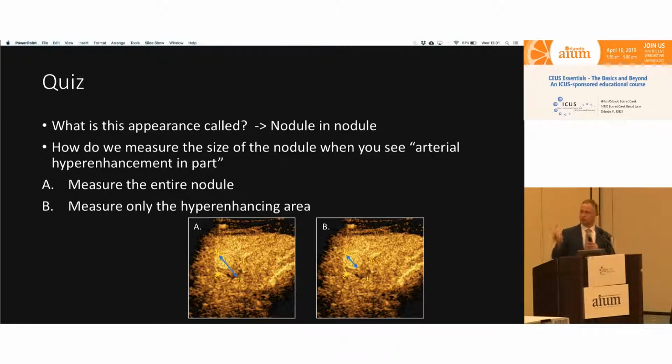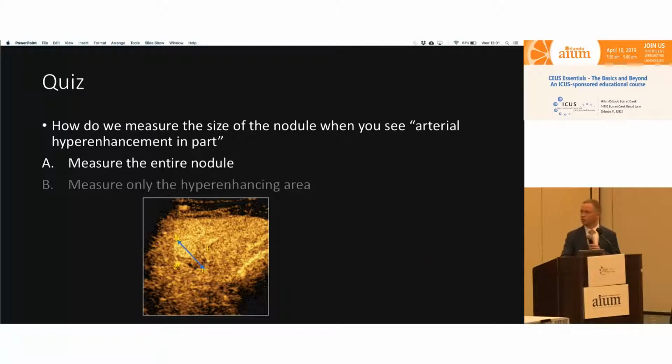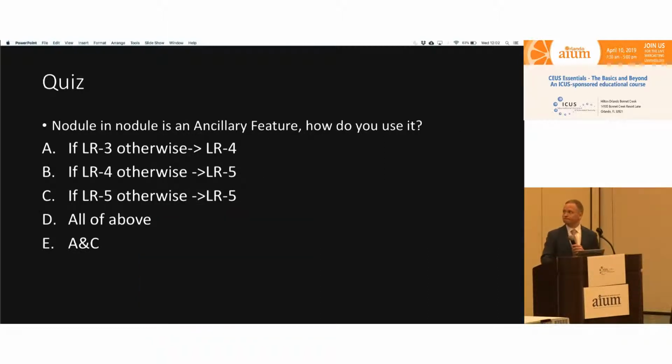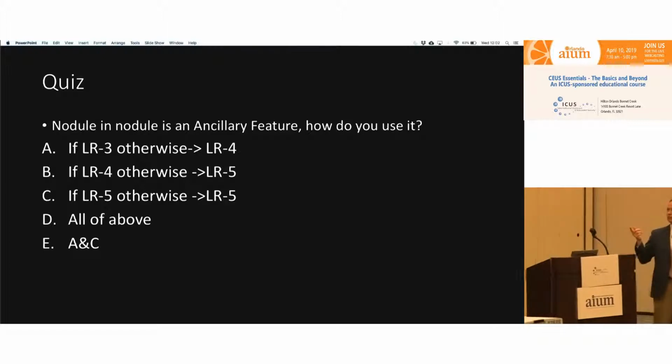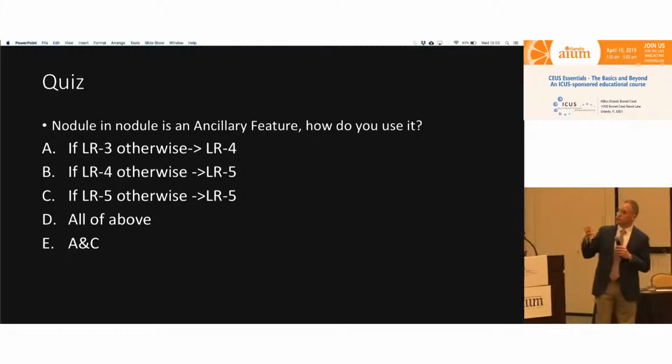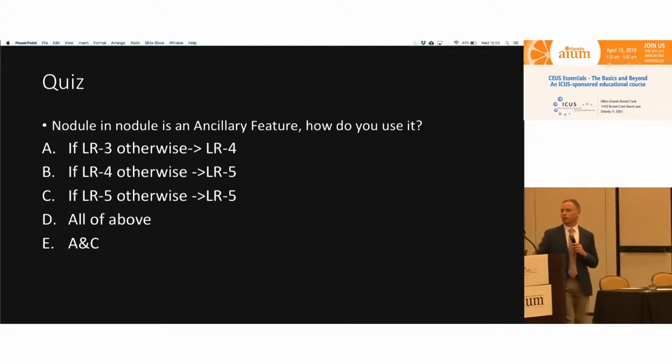Question is, how do we measure? Do you measure just the hyperenhancing portion of the tumor, or do you measure the whole thing? And I think most of us will measure the entire nodule because you can use this larger diameter for your characterization. Nodule-in-nodule is an ancillary feature. How do you use it? Can you upgrade LI-RADS 3 to LI-RADS 4? Can you use it to upgrade LI-RADS 4 to 5? All of the above, or only A and C?